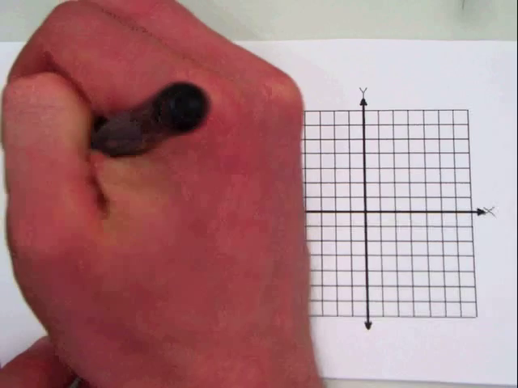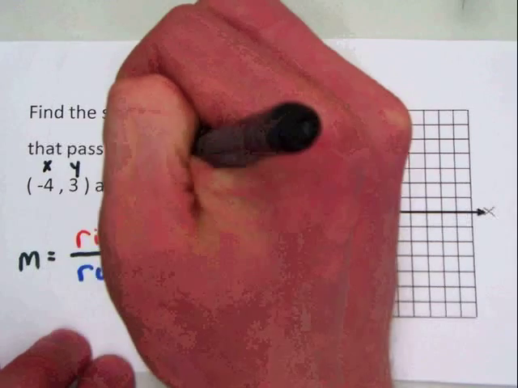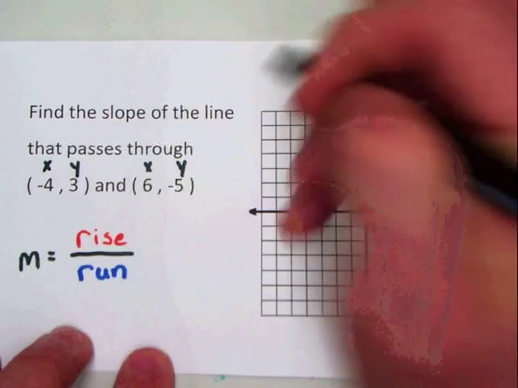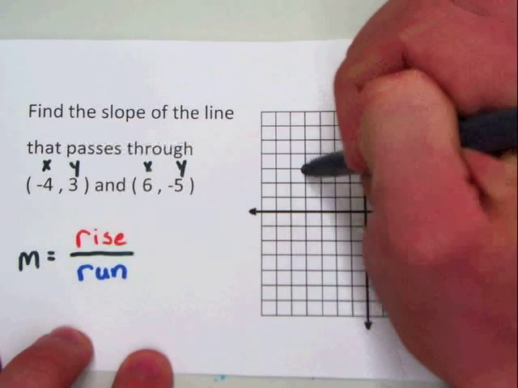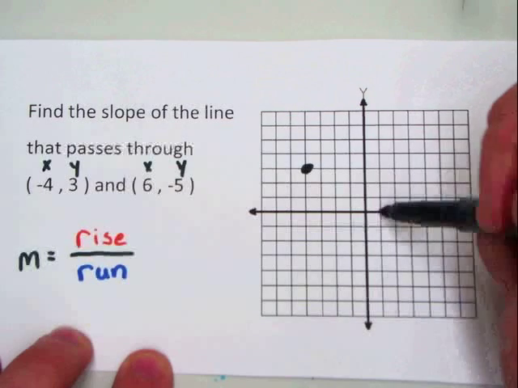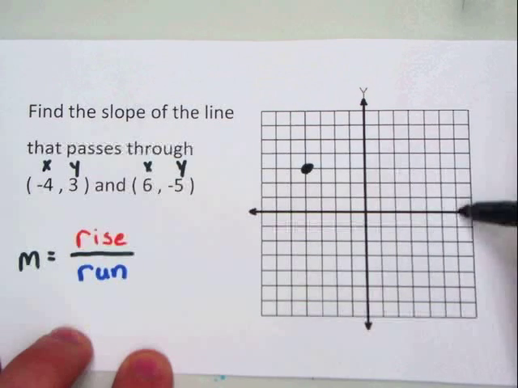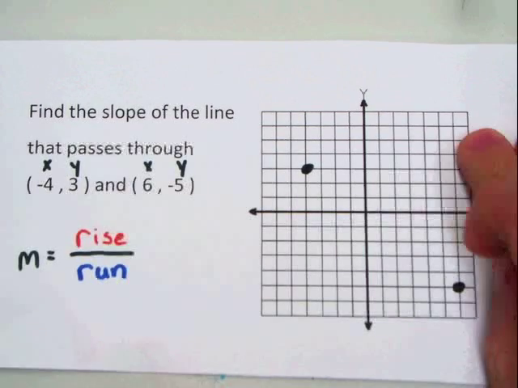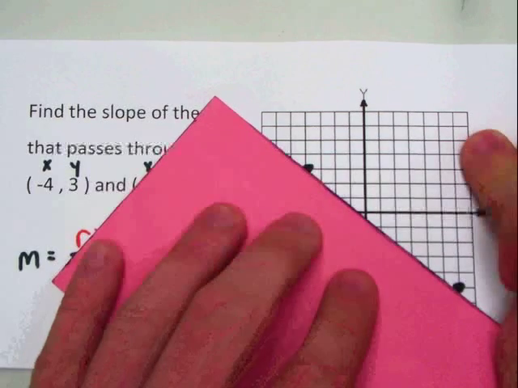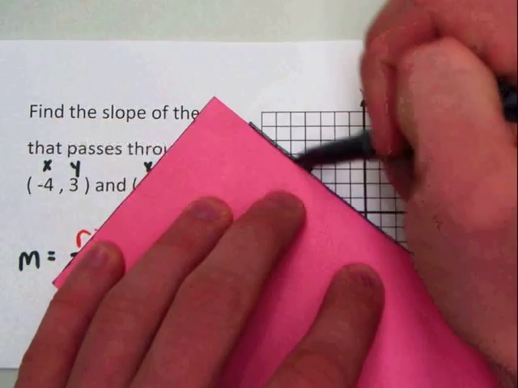Again, as we plot these points, we are plotting x, y. As I go over -4 and up 3, I put a point, and over 6, 1, 2, 3, 4, 5, 6, down 5, I put my second point. I draw my line, and again I'm going to calculate the rise over the run.